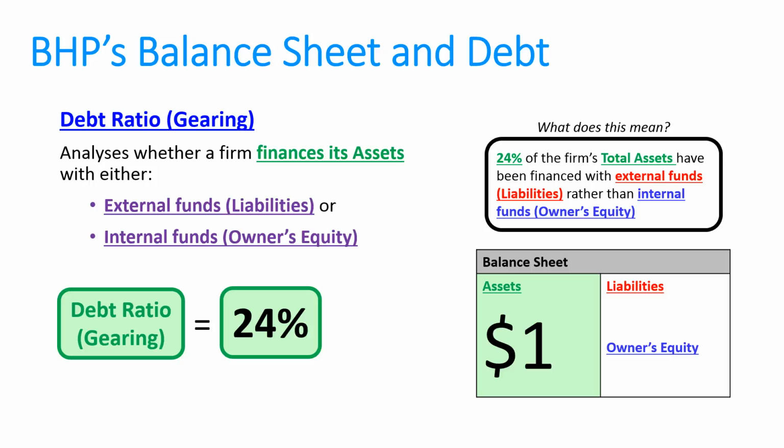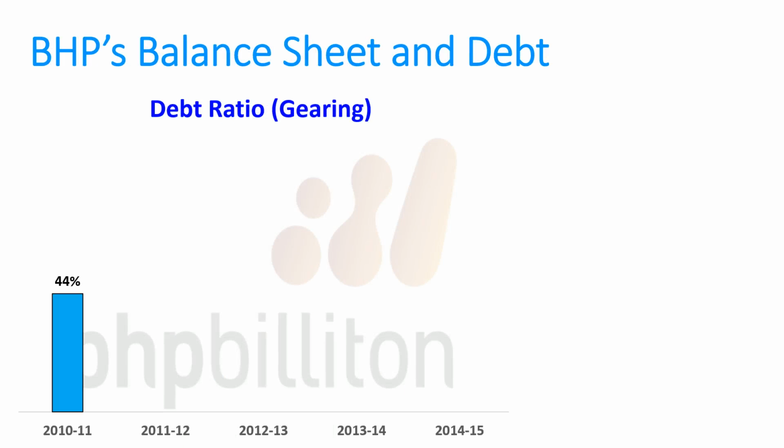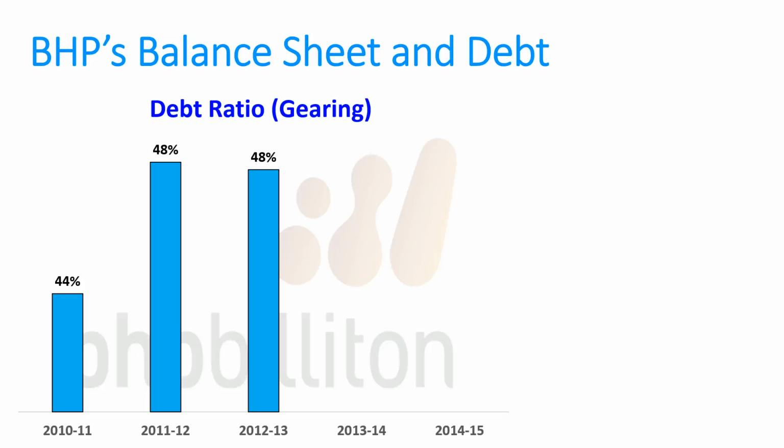What does that mean? It means 24% of the firm's total assets have been financed with external funds rather than internal funds. So under our balance sheet, for every dollar of assets, there'd be 24 cents of liabilities and 76 cents of owner's equity. So looking at their debt ratio over the last 5 years, it's gone from 44% for BHP to 48, so that got worse, stayed about 48, down to 44 and down to 43, so their debt is actually the best it's been in 5 years.